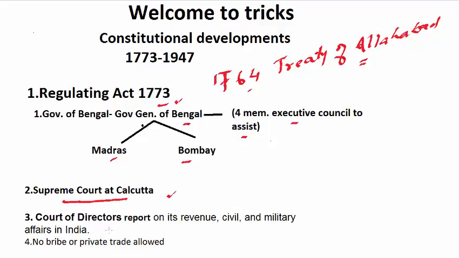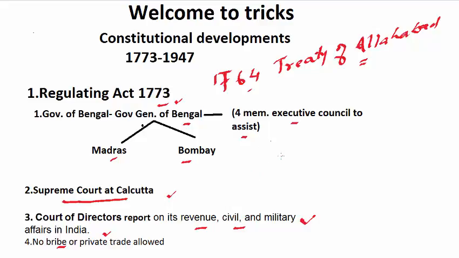Third, the Court of Directors were required to report on its revenue, civil and military affairs in India. This important feature led to more control of the British Crown over the affairs of the company. The Court of Directors were required to report everything related to its revenue, civil and military affairs in India to the British Parliament. Fourth, officials of the East India Company were prohibited from taking any kind of bribe or getting involved in any kind of private trade in India. These features allowed the British Crown to have control over the affairs of the company. Yet it was not considered sufficient.